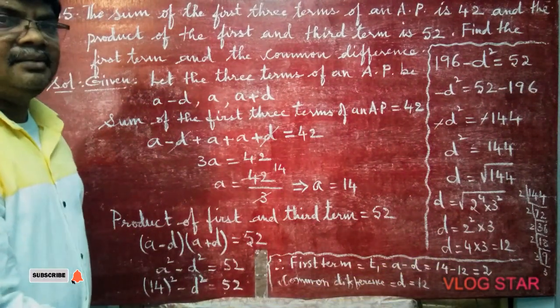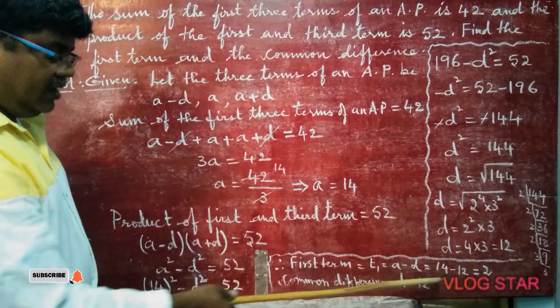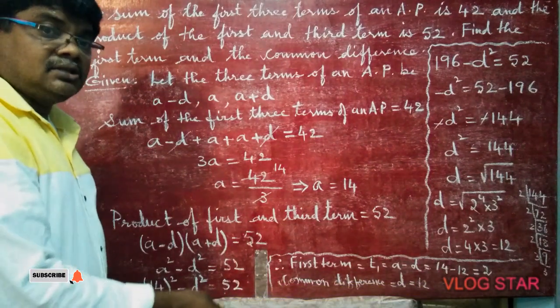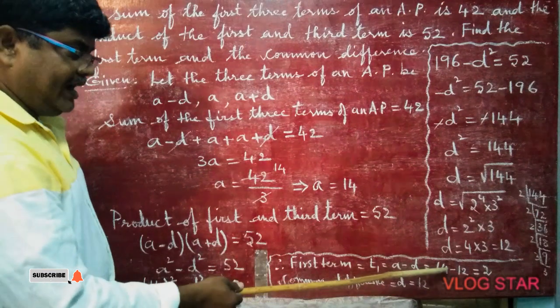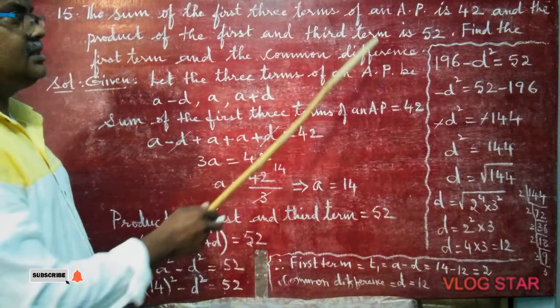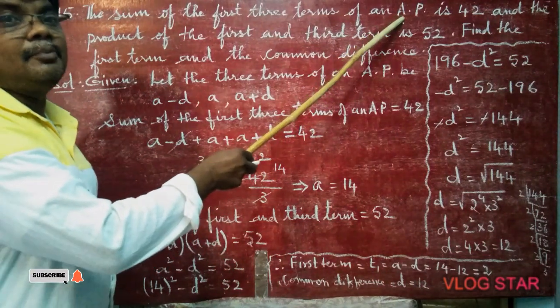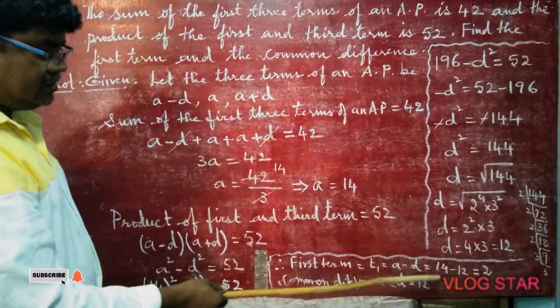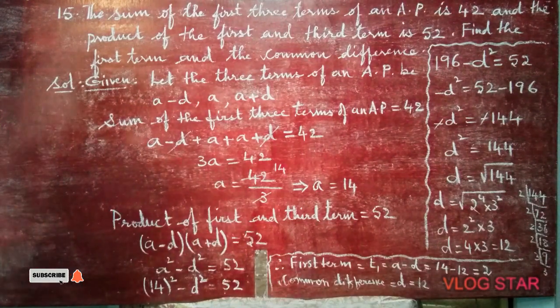If they ask to find any term or sum, when we know A and D, we can do this problem. So finding A and D is important in this AP. Did you understand this AP? AP means what? Arithmetic progression. So this is the way of solving this problem.